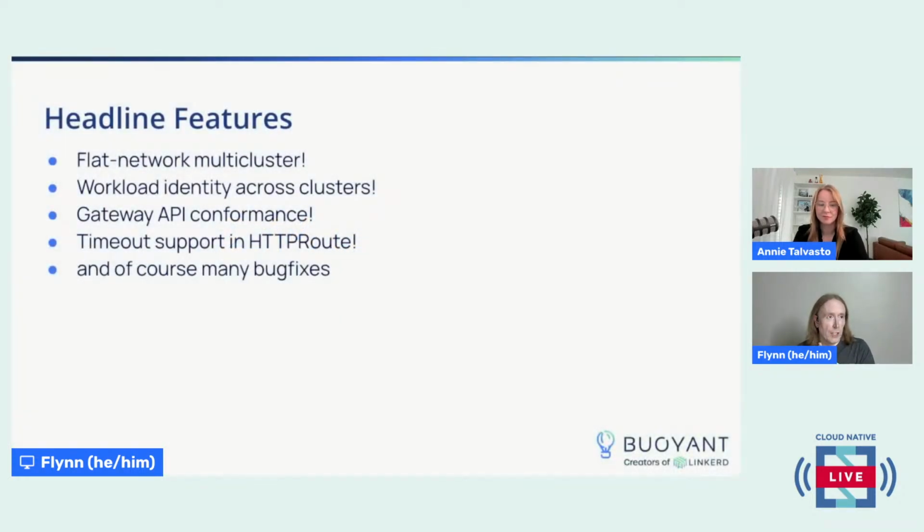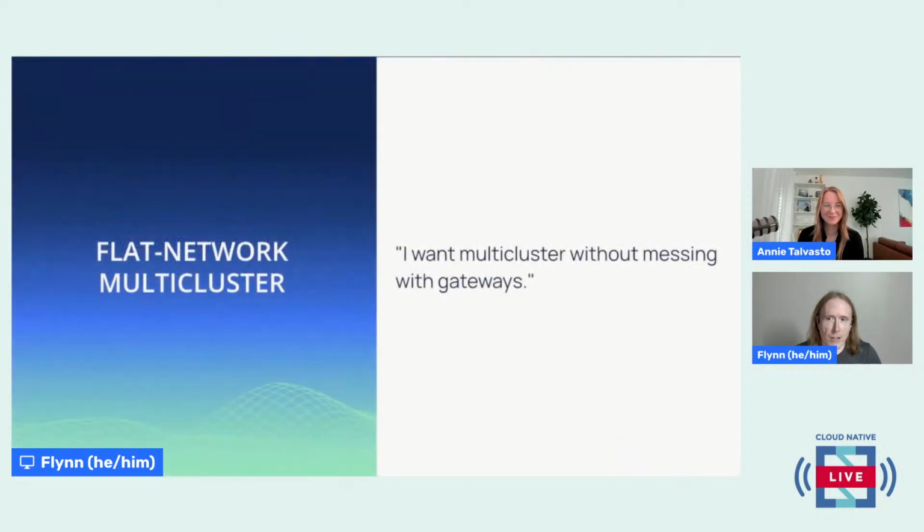Hopefully that'll work. Okay, 2.14. 2.14 is very new. I want to say it came out like 3 weeks ago, maybe. The headlines: we have flat network multi-cluster, which we're going to talk about, which also supports workload identity crossing clusters. We did some work with Gateway API conformance, which is kind of nice. We added timeout support to HTTP routes, and there are a lot of bugs being fixed, mostly that we're not going to go into today. Hopefully we fixed more than we introduced. So, this is software after all.